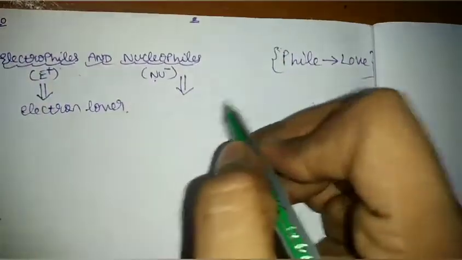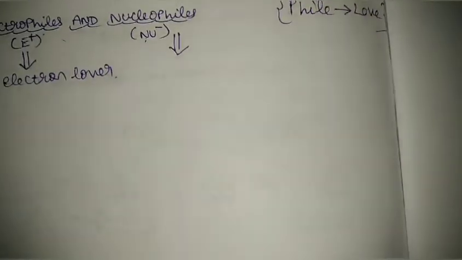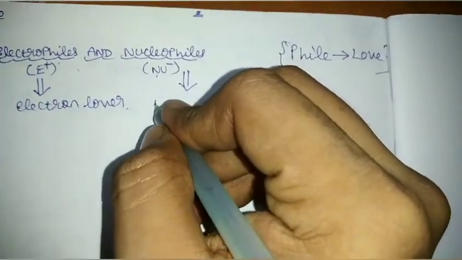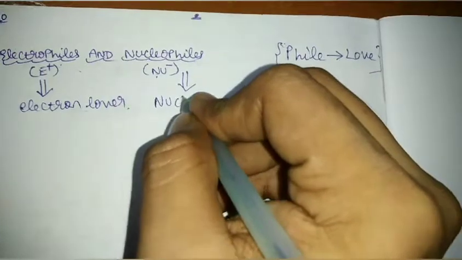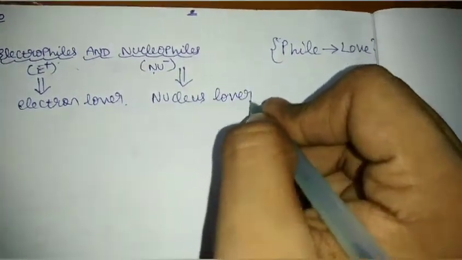So nucleophile means nucleus lover. What is their nucleus actually? Mainly it consists of proton. So proton lover means positive charge lover. So you can consider the negative charge in this representation. So this should be proton lover. For example, okay, you can write it as nucleus lover, okay. So this is the basic definition you can say for electrophiles and nucleophiles.